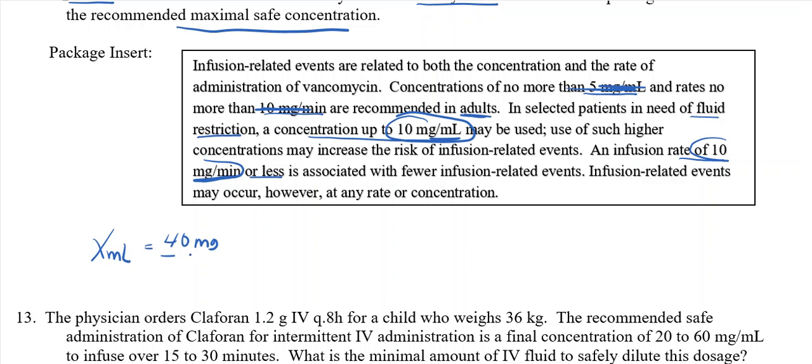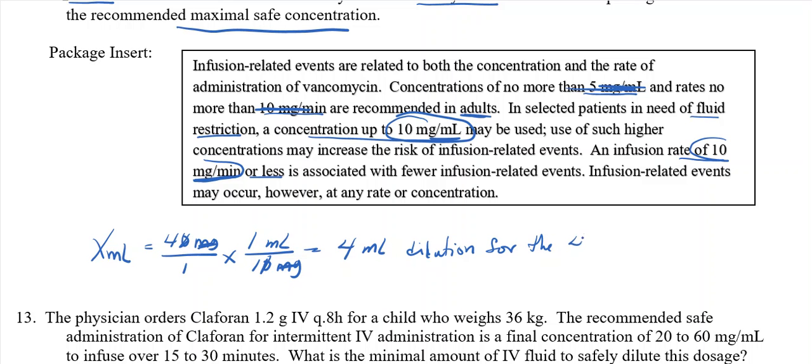So I'll do 40 milligrams over 1, and then my concentration, up to 10 milligrams per milliliter, so 1 milliliter over 10 milligrams. My milligrams cancel. I can cancel zeros. So I have 4 milliliters. This is my dilution for the 40 milligrams. This is how much IV solution is going to go either in the chamber or in the needle, depending on how it is done.